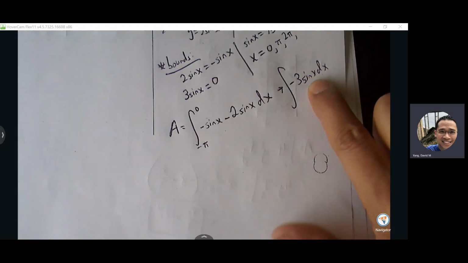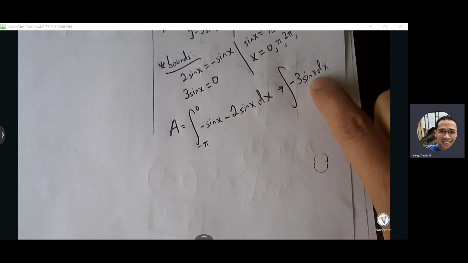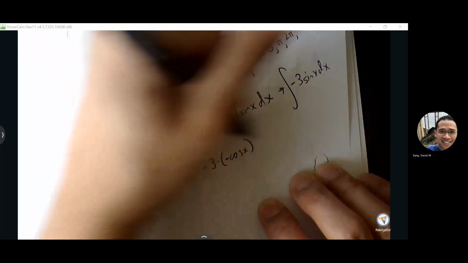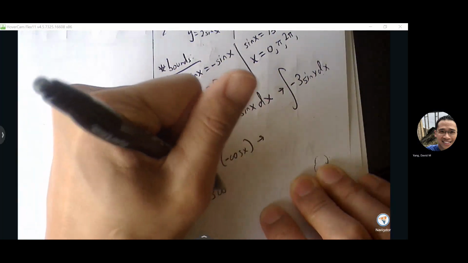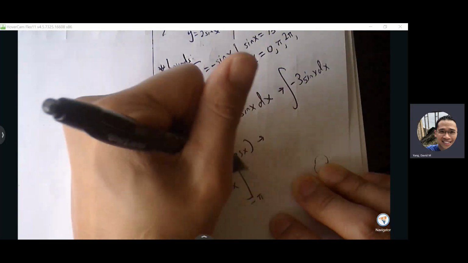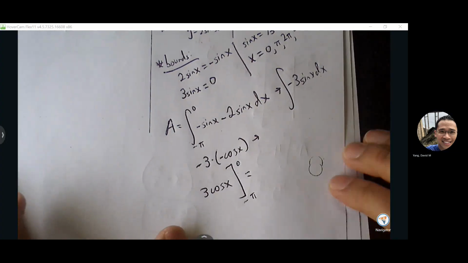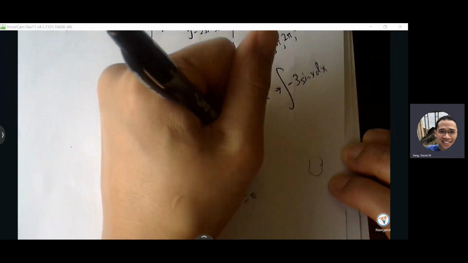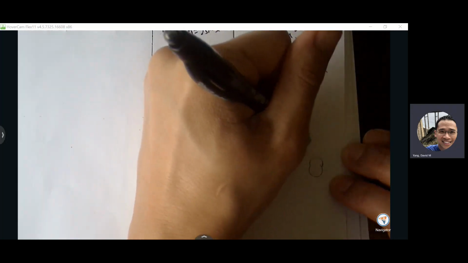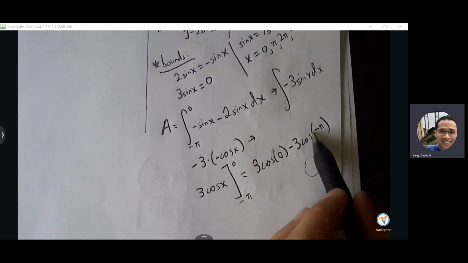What's the integral of sine? Negative cosine, yeah. So -3 times a negative cosine. And we're going from -pi to 0. Okay, what gets inserted first? The 0, right? So I get 3 cosine of 0 minus 3 cosine of negative pi. We know negative pi behaves the same way as pi.